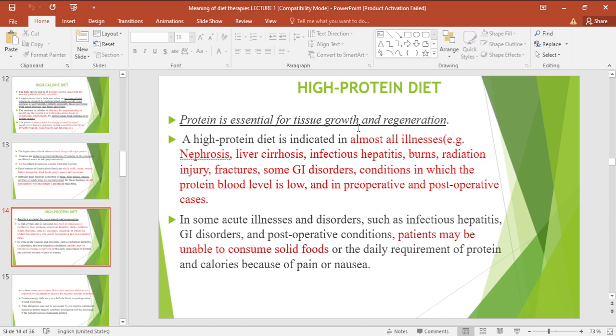In some acute illnesses and disorders, you find that, for example, infectious hepatitis, the GI disorders, and the post-operative conditions, the patient may be unable to consume the solid foods or the daily requirement of protein and calories because of the pain and nausea. And that is why we shall recommend a very high protein diet to compensate for the proteins that are not obtained through the diet.